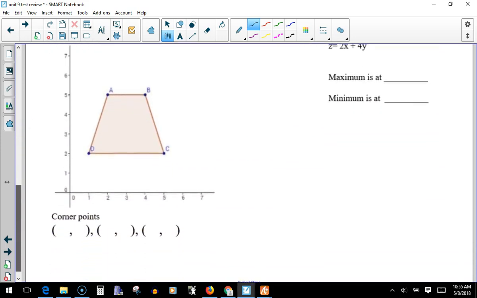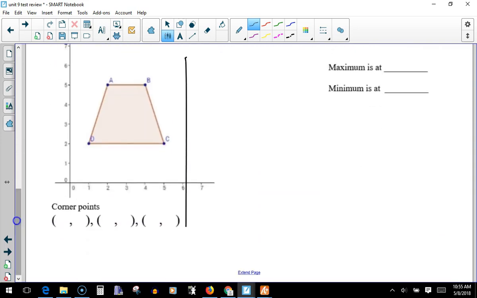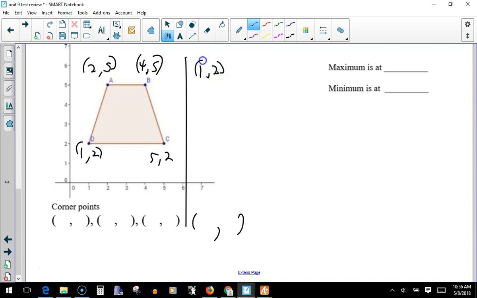Okay, 18. This one is missing one of the points. You have to identify your points first. So this one is at 1, 2. This one is at 2, 5. Thank you. This is at 4, 5. And this one is at 5, 2. Okay? We're going to plug these into our objective function. Remember, I like to list them all out first, do the work side by side so you can see what the answer is at the end.